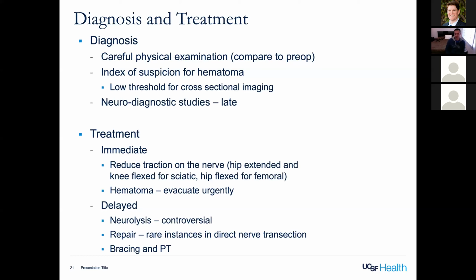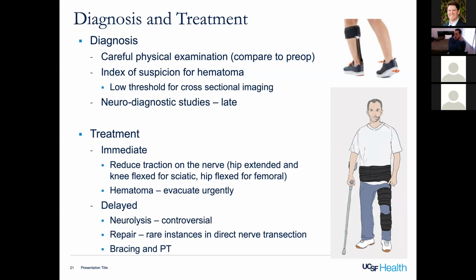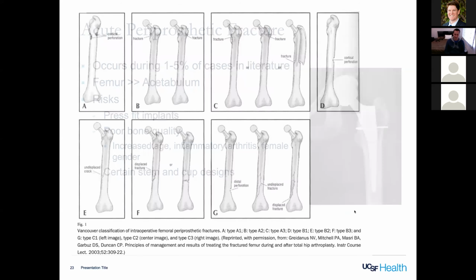But essentially, the mainstays of any delayed treatment for a nerve injury are really bracing and physical therapy. Prolonged physical therapy can really help, and bracing can give good functional outcomes. As you mentioned before, for sciatic nerve palsy, that's an AFO. But for femoral nerve palsy, it's really some kind of drop lock brace, and they often need a gait aid in addition to that.